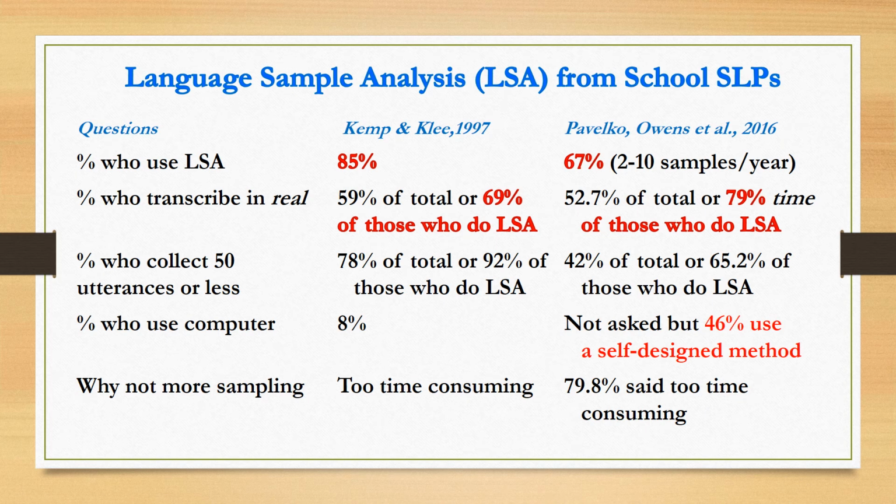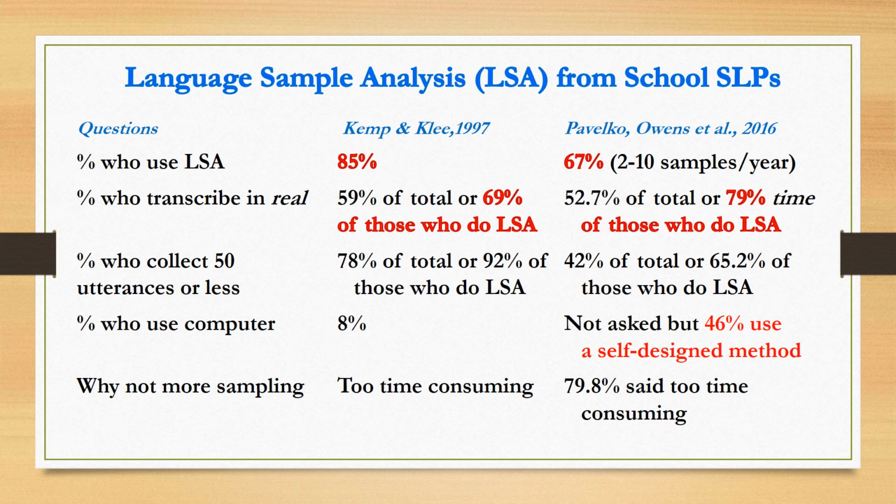In this slide, what we're showing is the comparison of the Kemp and Klee findings in 1997 to the results of our survey, which was published in 2016. Our results showed that we actually have fewer clinicians who are using language sampling than what Kemp and Klee reported. We both report similar amounts of SLPs who are not recording their samples, which was a little surprising to us with the explosion of technology since 1997. We thought more SLPs might record their samples, but that's not really true.